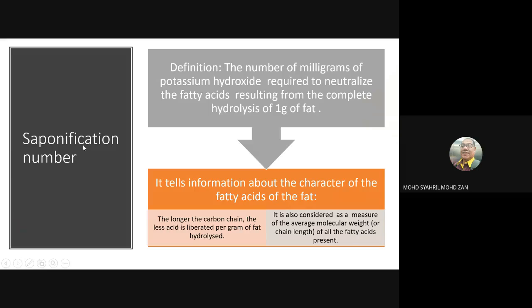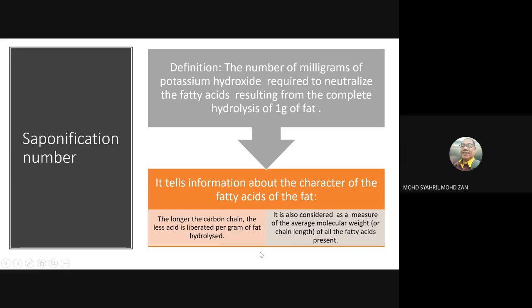So you find the saponification number. What's the meaning of saponification number? The number of milligrams of potassium hydroxide which is required to neutralize the fatty acid resulting from the complete hydrolysis of 1 gram of fat. From this information, you will get what? Number one, the longer the carbon chain, the less acid elaborated per gram of the fat hydrolyzed. Number two, you can consider the measurement of average molecular weights or chain length of all the fatty acids present.